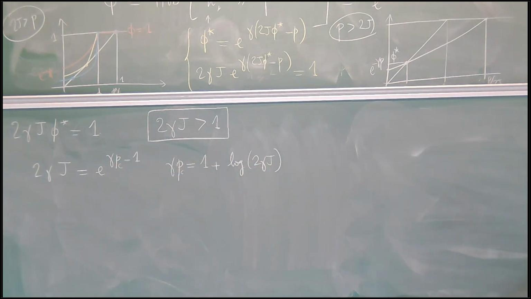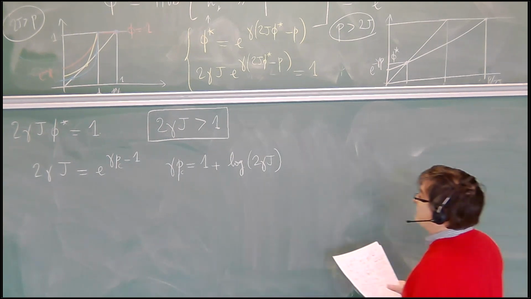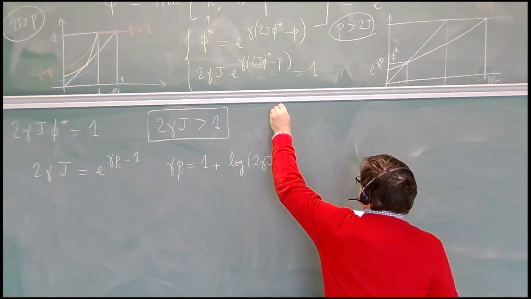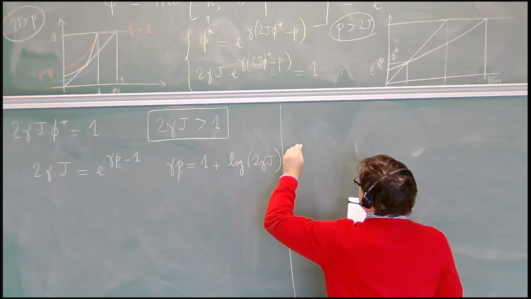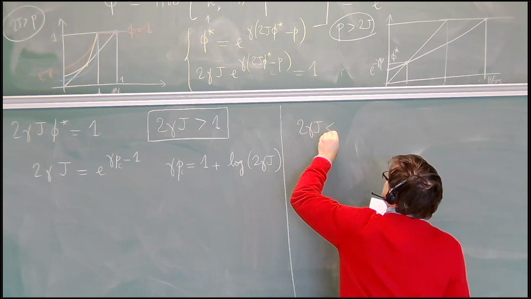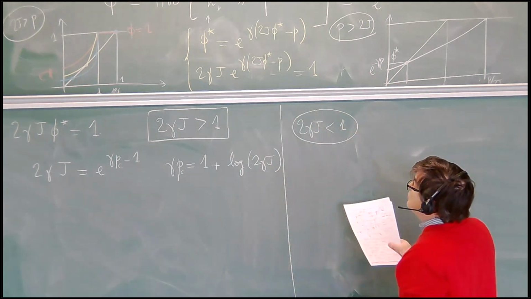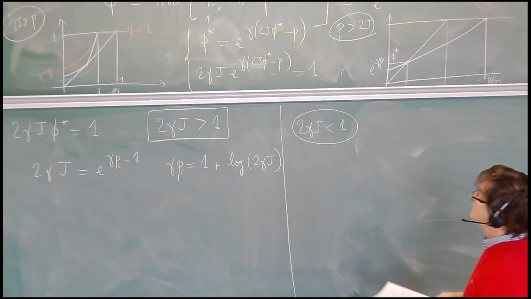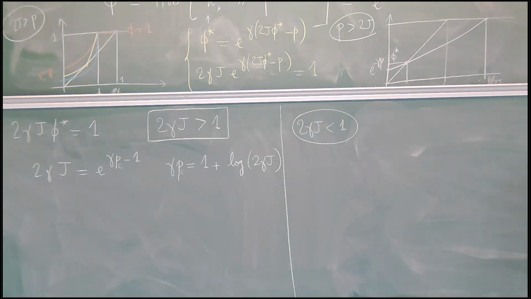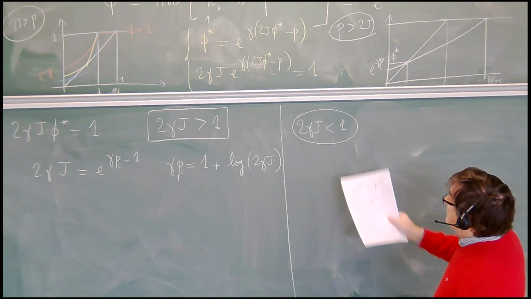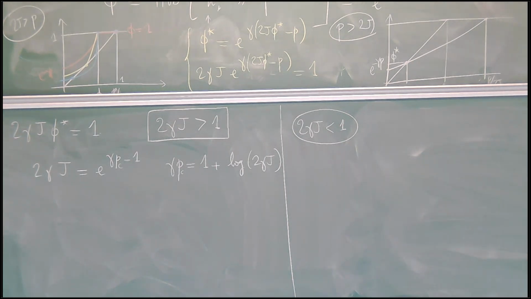Okay, so with all this in hand, I can now plot what's going on for phi star itself. So let me start with the simple case. The simple case is when this condition is not met. So when 2 gamma j is less than 1, then you see that there's no possibility of satisfying these conditions. So there's nothing non-trivial going on. There's never any possibility of having more than one solution. So this means in layman's terms that if social pressure is small enough, then nothing special will happen.